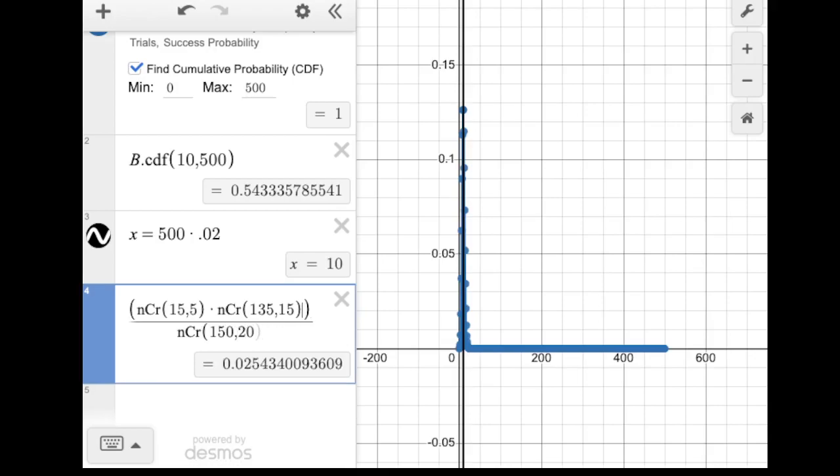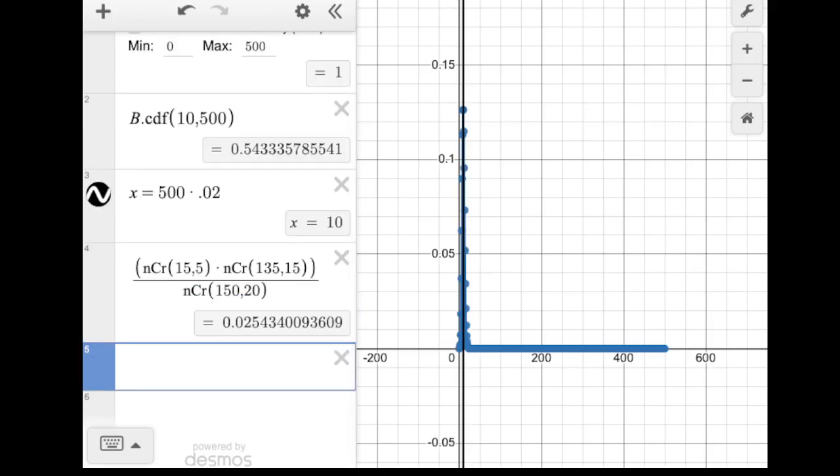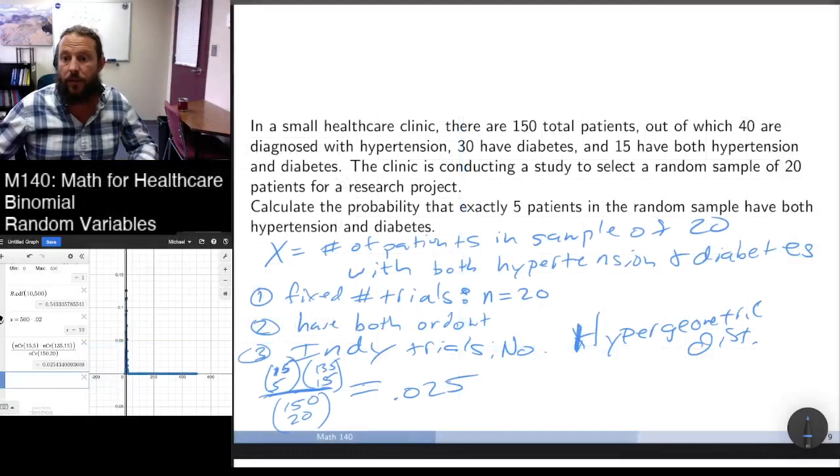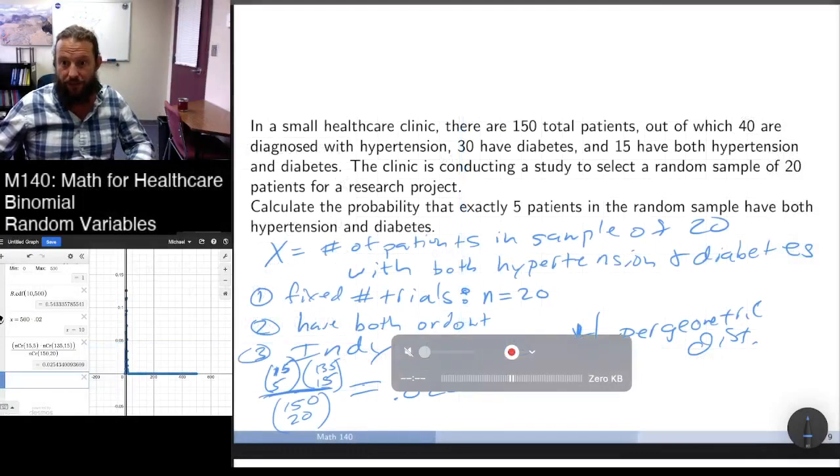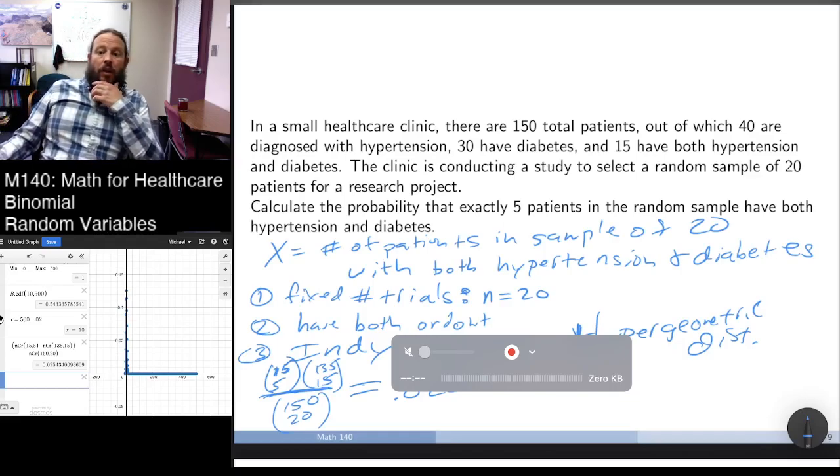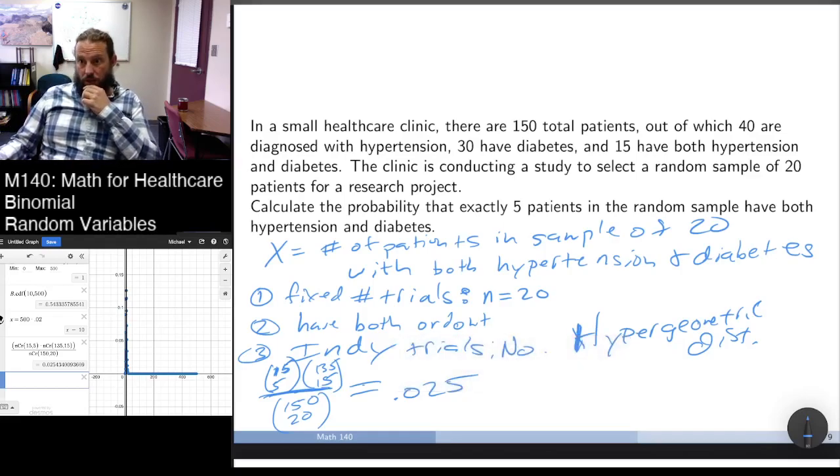150 choose 20. And it looks like it comes out to be about 2.5%. So that's the probability that exactly 5 of these patients in this random sample have both hypertension and diabetes.